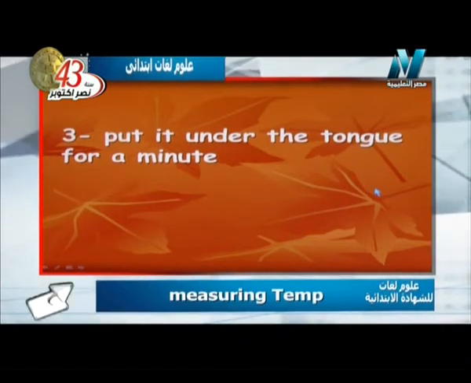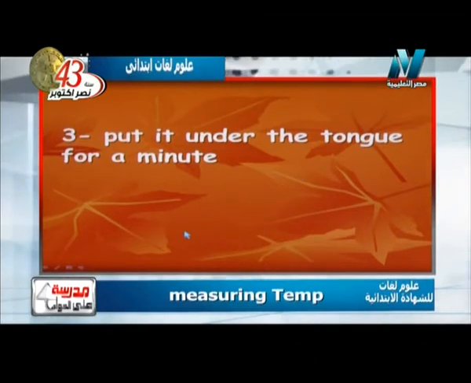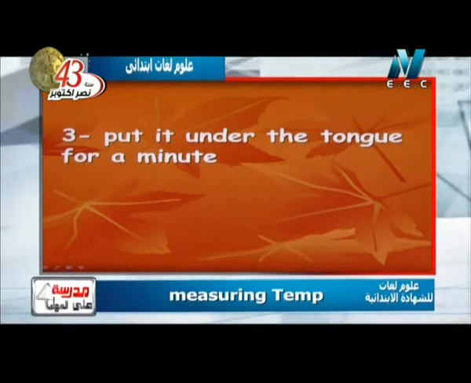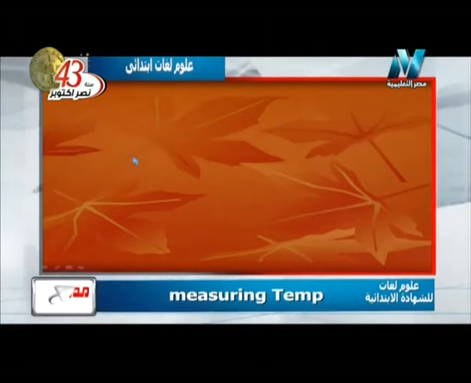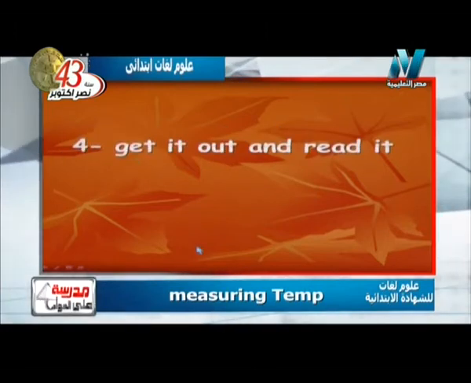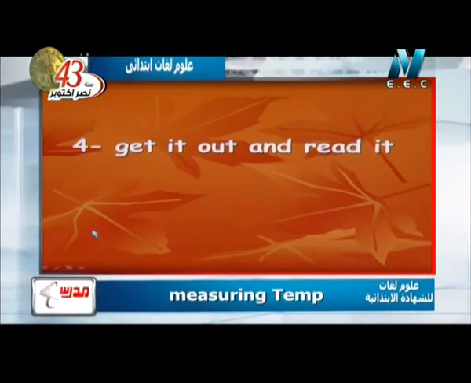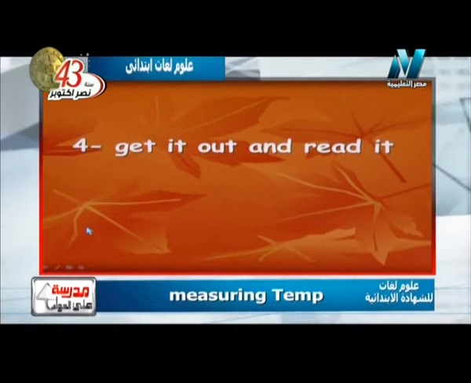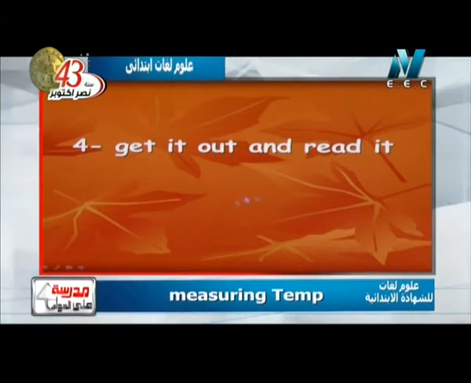So again, I must put the thermometer under the tongue, not above the tongue, for a minute or less or more to measure the temperature. Again, the third step الخطوة الثالثة put it under the tongue for a minute. Fourth step الخطوة الرابعة get it out and read it. Get it out and read it to know the temperature of the patient or of the man, of the pupil. I can measure the temperature for him. Again, get it out and read it.